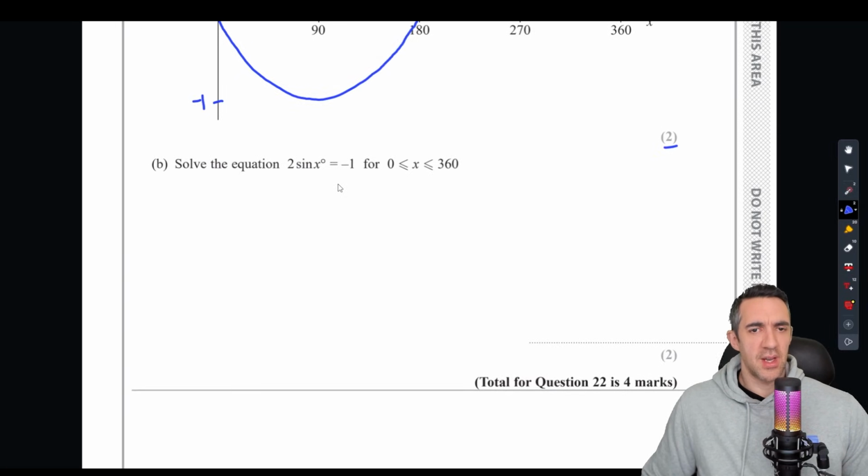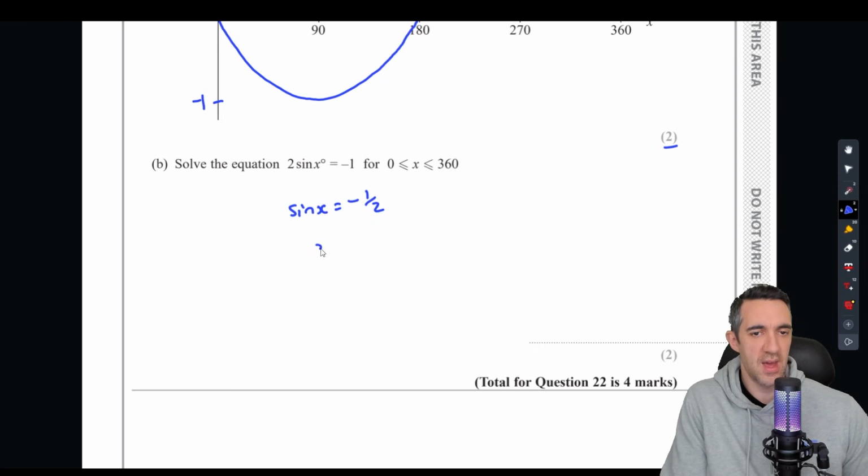Solve the equation 2 sine x equals minus 1 for 0 to 360. 2 marks. Right, I think I know what I'm doing here. So sine x equals minus 1 over 2, which would be minus a half. This is my exact trig value. Remember, this is non-calculator. This is why you need to know your exact trig values. So if I do inverse sine of minus a half, it would be 210 degrees.